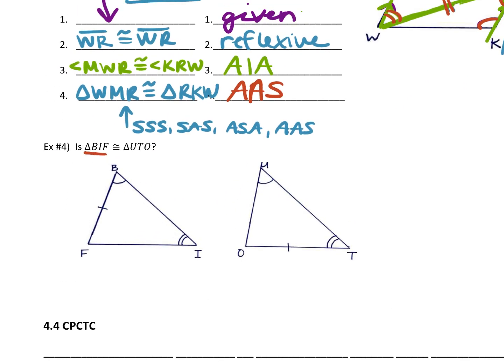Okay? All right, last thing. Is triangle BIF congruent to triangle UTO? No. Why not? They're not corresponding sides. Now, does that mean they're not congruent? Not necessarily. They could be congruent. We just can't prove they are congruent. So you would say there's not enough information because they are different sides, not corresponding sides.